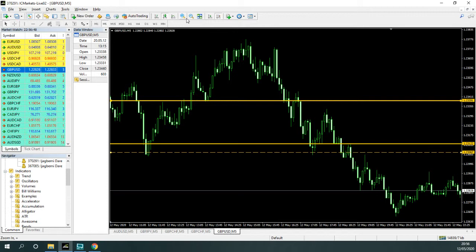Does the indicator work for MT4? Yes, it does. It is typically an MT4 indicator.